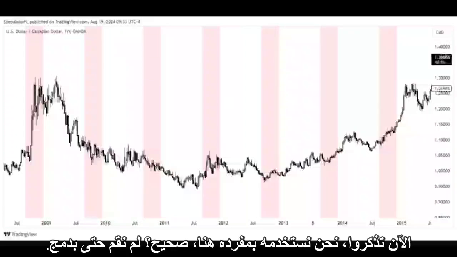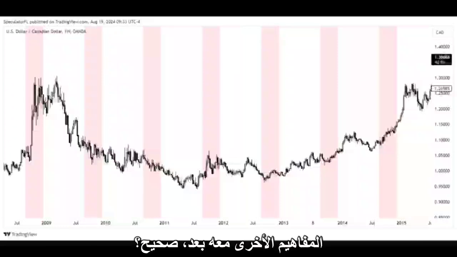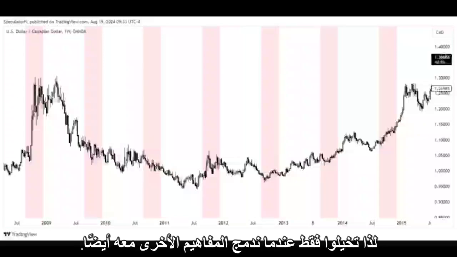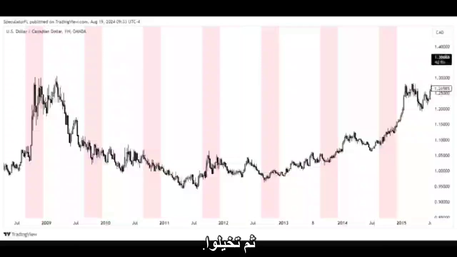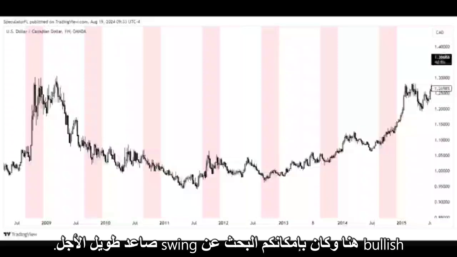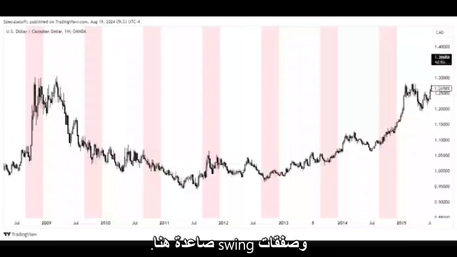Now remember, we are just using it alone here. We haven't even integrated the other concepts with it yet, and just for the sake of this part of the chapter, I'm explaining it alone. So just imagine when we integrate the other concepts with it as well, and then imagine how much your accuracy is going to increase. You can see right here, just because of seasonal tendency, you could have been bullish here and you could have looked for long-term bullish swing trades here, and that would have worked out perfectly for you.